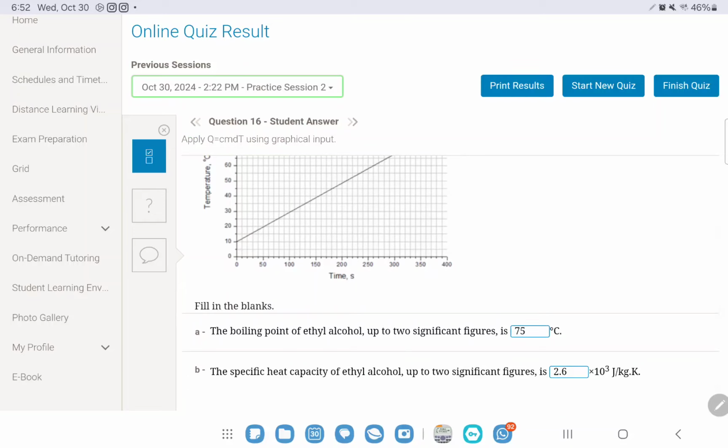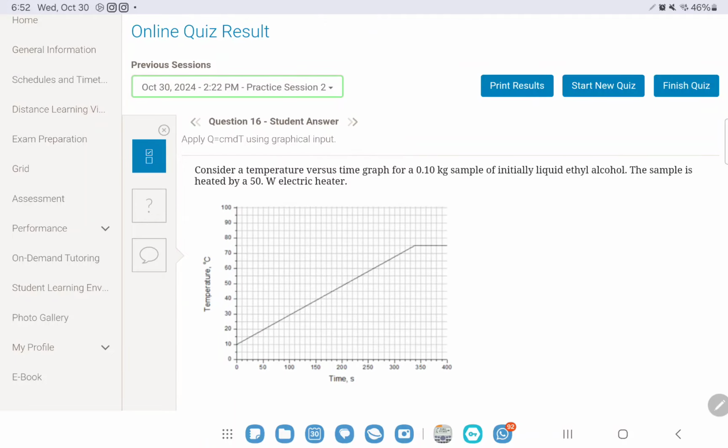Now they want the specific heat capacity of ethyl alcohol to two significant figures. They want C. Since they want C, we know that Q equals MC delta T. Now M was given, 0.1. Q is 50 watt power times seconds, so it's 50 times the time. C is what we're trying to find, and we can get delta T and the time now. Let's see how we get the time.